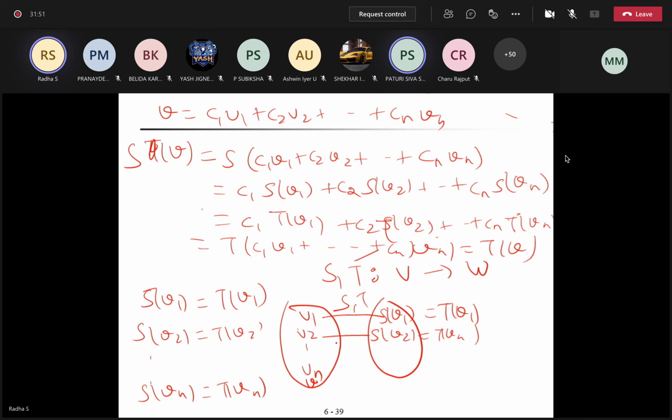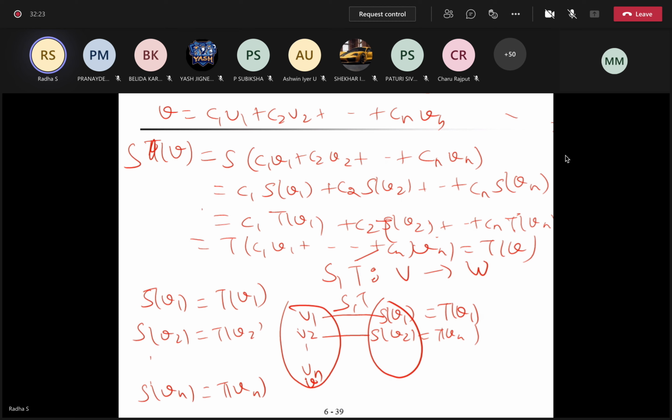What I'm saying is, see, S and T assume the same values for the basis elements. S of V1 is T of V1. S of V2 is T of V2. So the images of S and T for each and every element in the basis are one and the same. So what I'm saying is then S and T are the same itself. I'm not considering the other elements, the remaining elements. But I'm trying to prove why it is the same for the remaining elements also.